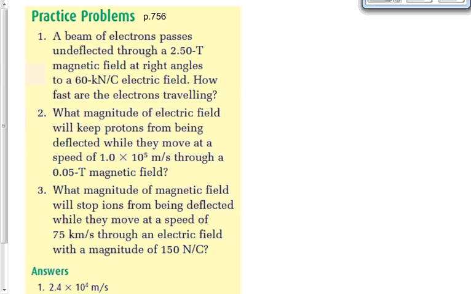Okay, let's take a look at question number 2 here. What magnitude of the electric field will keep protons from being deflected when they move at a speed of 1.0 times 10 to the 5 through this magnetic field? Protons? That's not a cathode ray tube. Cathode ray tubes are electrons.